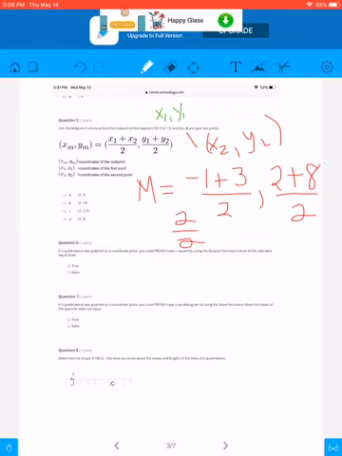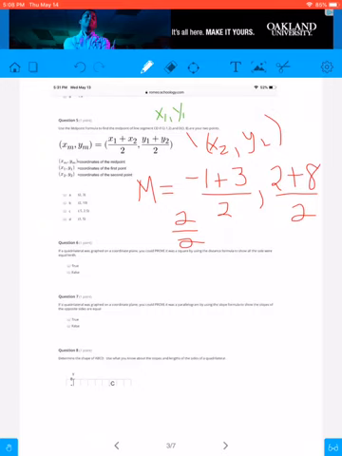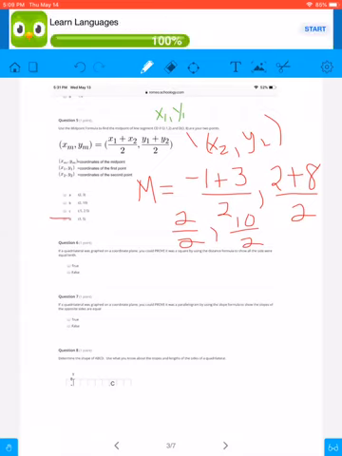And then you fix that. And then the y coordinate would be 2 plus 8, which is 10, divide by 2. So when you simplify and divide, you will get 1 for the x, 2 divided by 2 is 1, sorry, and then 10 divided by 2 is 5. So that's why the answer was D.